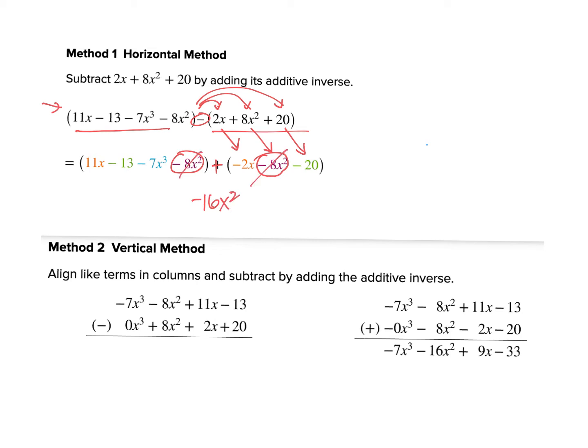Now, you can do it the vertical method. I do not like this way because you have to think, all right, negative 7x cubed minus 0x cubed. If it's negative down here, I really don't like that. So I like to change everything inside there and change this part to plus. Much easier when you're just adding, and then you can say, okay, these two together are negative 16 squared. Those two together are negative 33. So I'll do one together with you so you can see one.